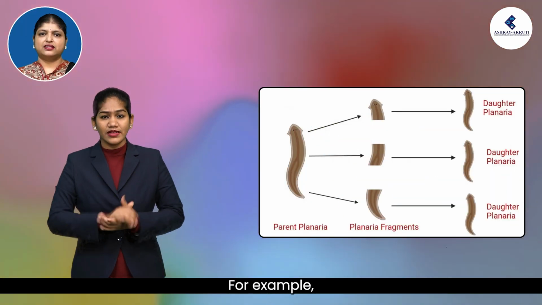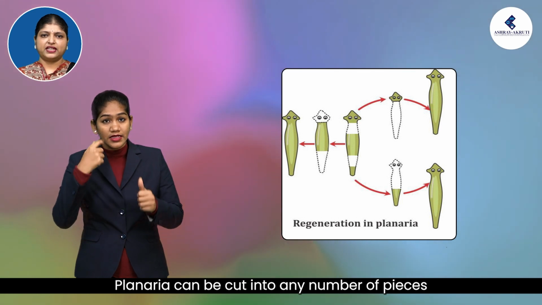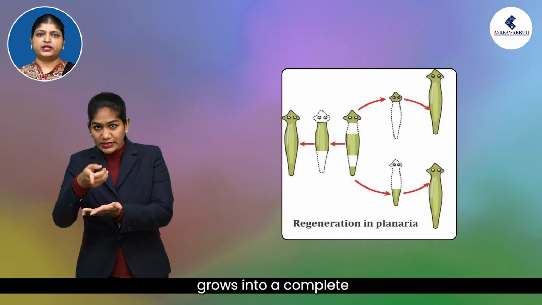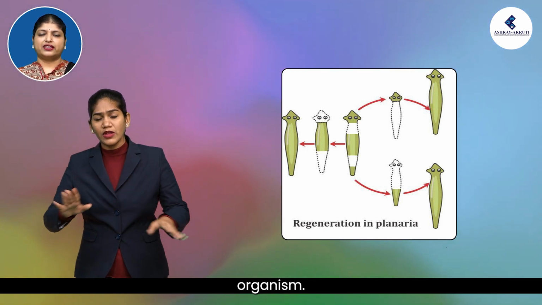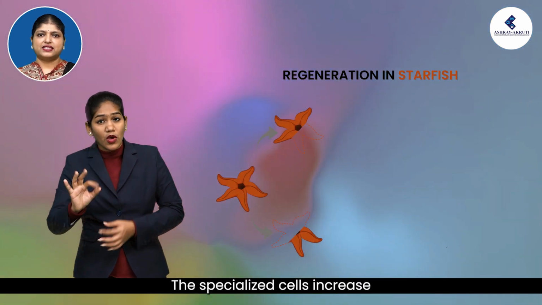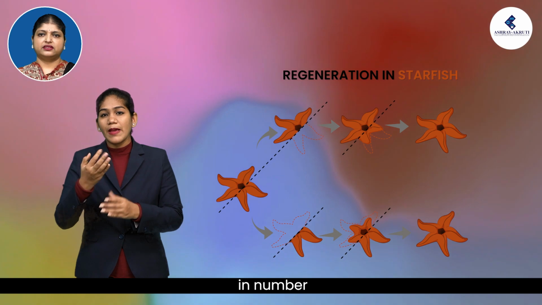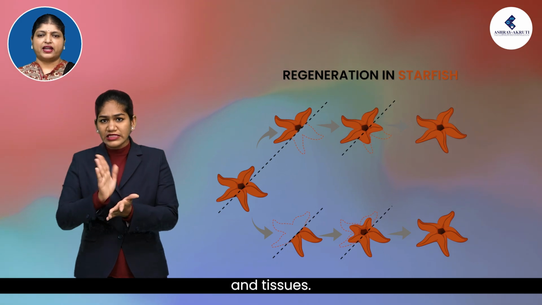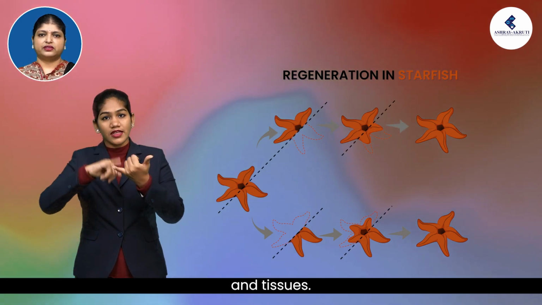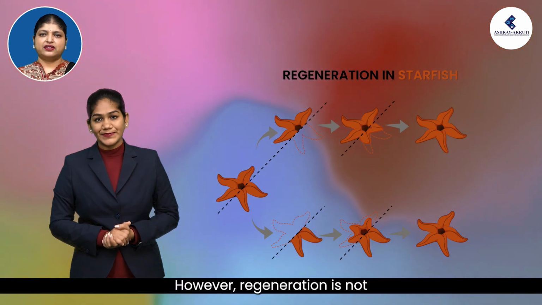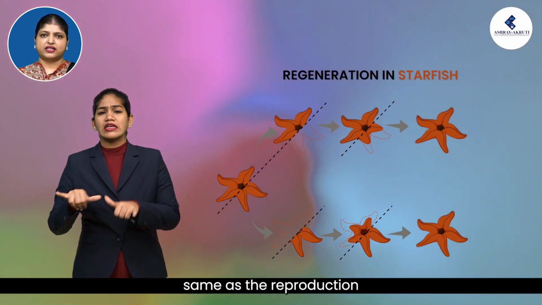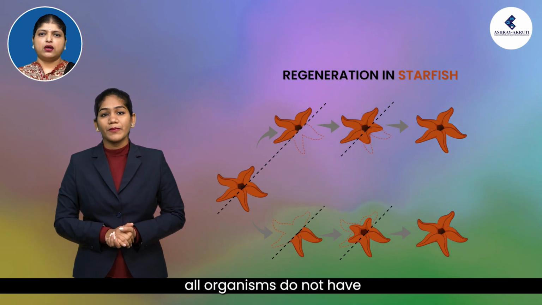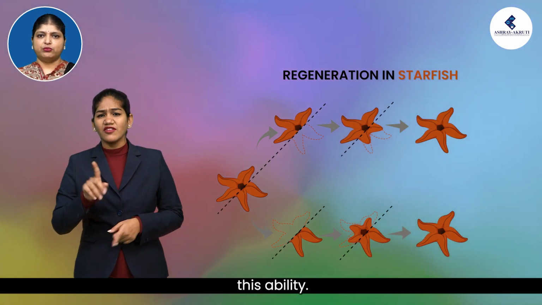For example, planaria can be cut into any number of pieces and each piece grows into a complete organism. The specialized cells increase in number and differentiate to become various cell types and tissues. However, regeneration is not the same as reproduction because all organisms do not have this ability.